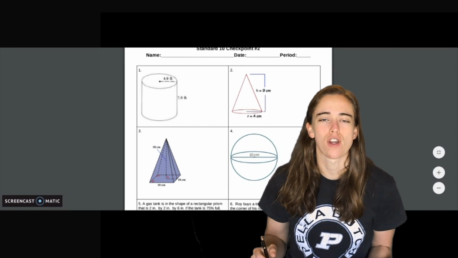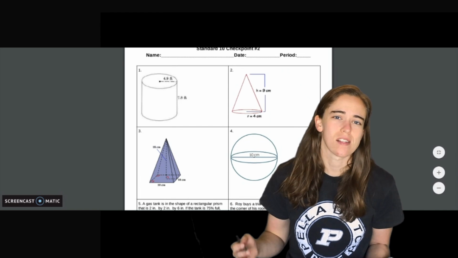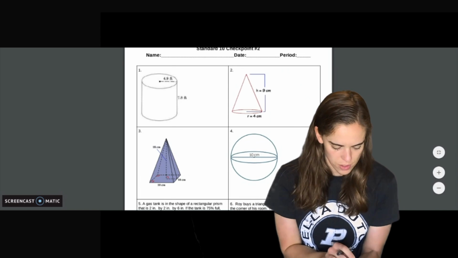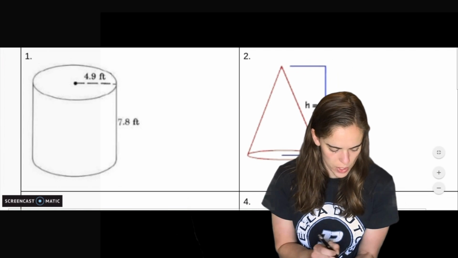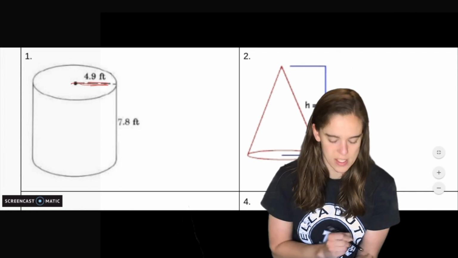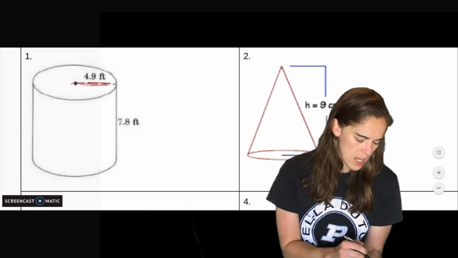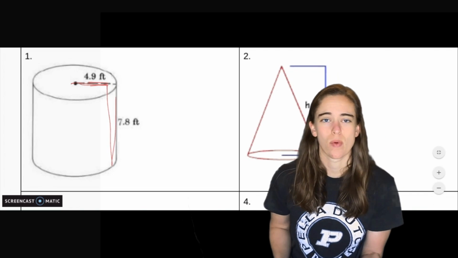Alright, so the first problem that you had was a cylinder. We're trying to find the volume of the cylinder. So, take a look at it with me here. We've got a cylinder. We know that we have a radius, because it only is halfway through the circle, of 4.9. The height is 7.8.